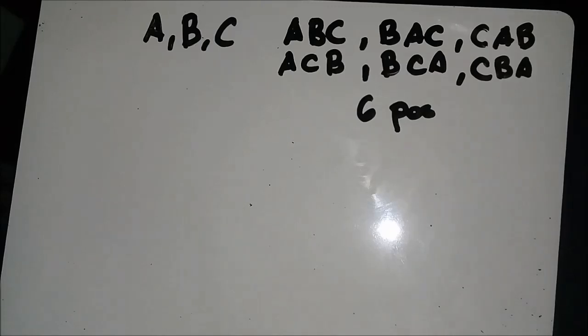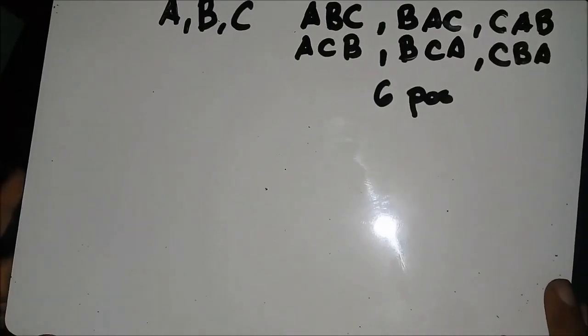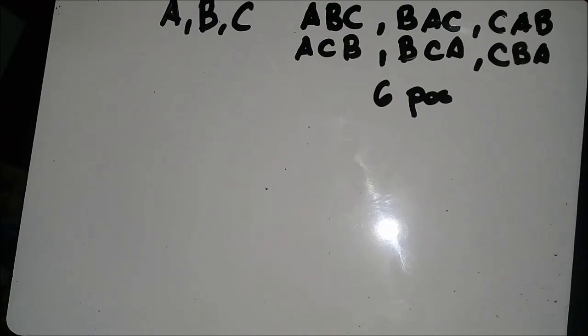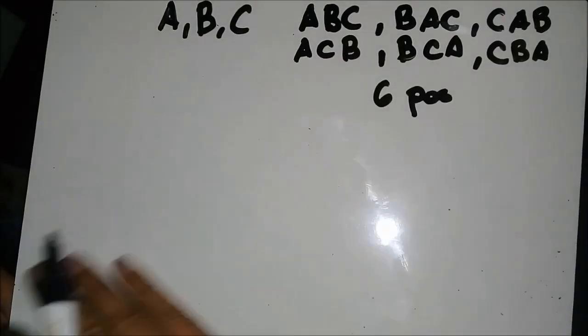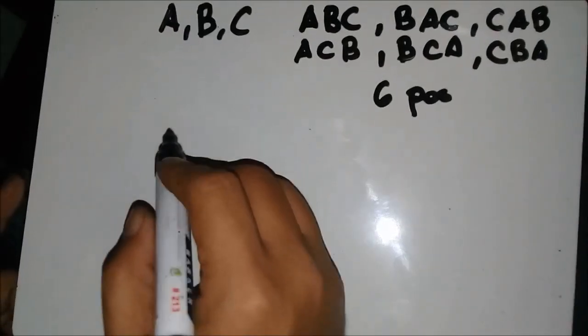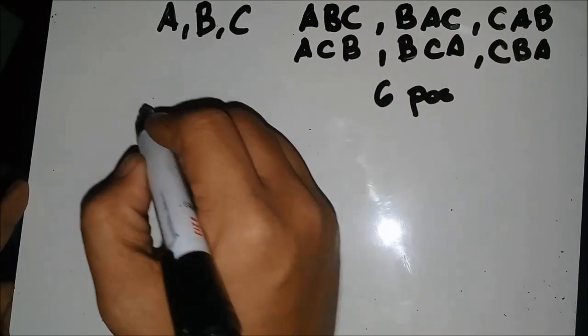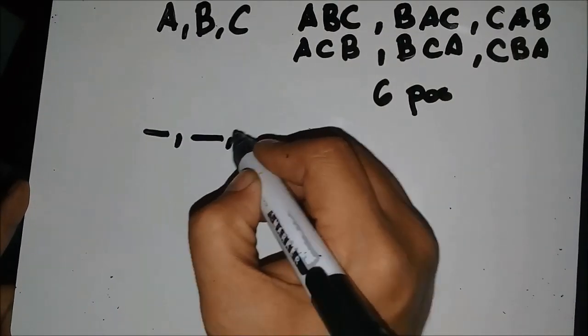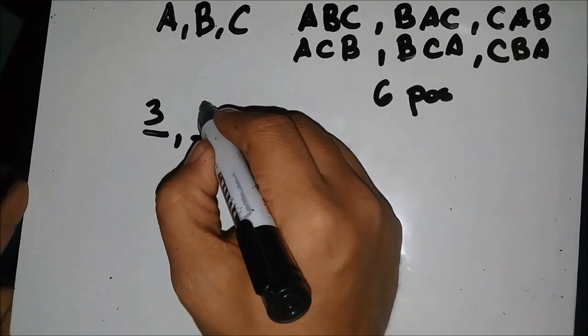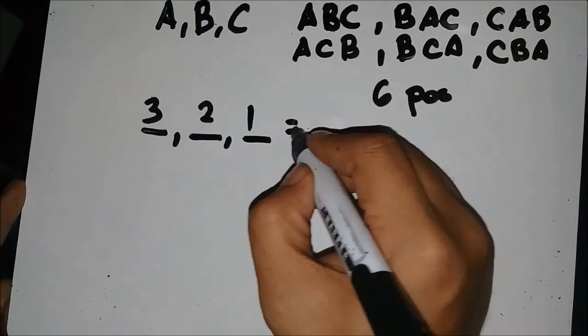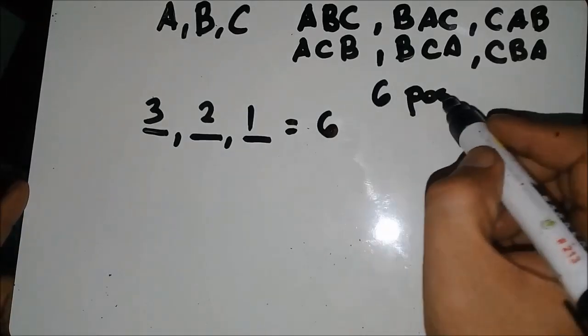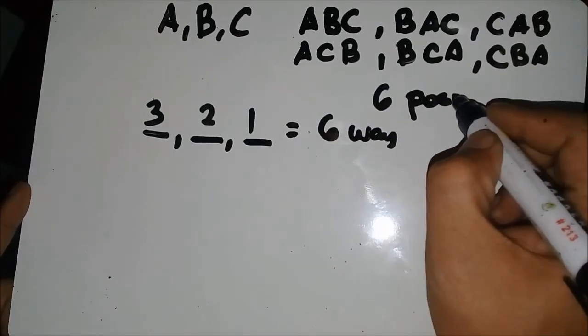Now, let us try to solve this using our knowledge in factorials and notations. So, in how many ways can we arrange 3 letters A, B, C? So, we can say that on the slot method, 3, 2, and 1, that is actually 6 ways or possibilities.